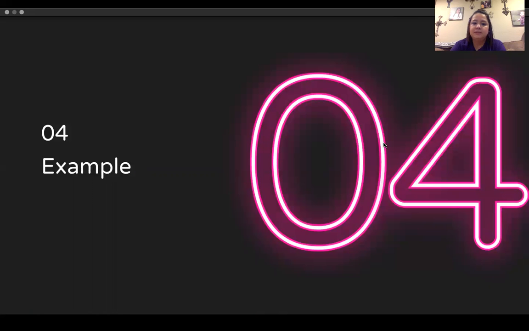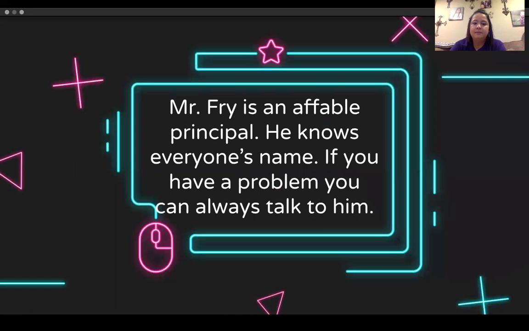The fourth way is by giving an example. Mr. Fry is an affable principal. He knows everyone's name. If you have a problem, you can always talk to him. Searching again for the definition of affable, it gives us an example here that he knows everyone's name, and if you have a problem, you can always go to him to talk. So we can determine that affable means that he is friendly and he's easy to approach.